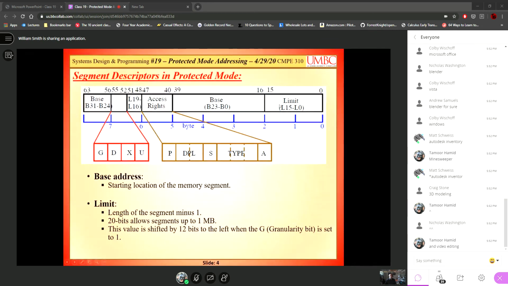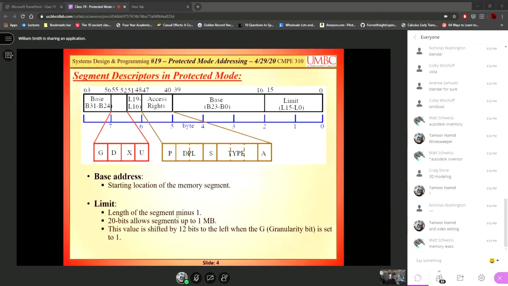Actually, it looks like 16 bits to me, and then you've got the base segment, the starting location of the memory segment. And then you've got this limit. 20 bits allows segments up to 1 megabyte. That's true. Length of the segment minus 1. Okay, so yeah, the limit would make sense.